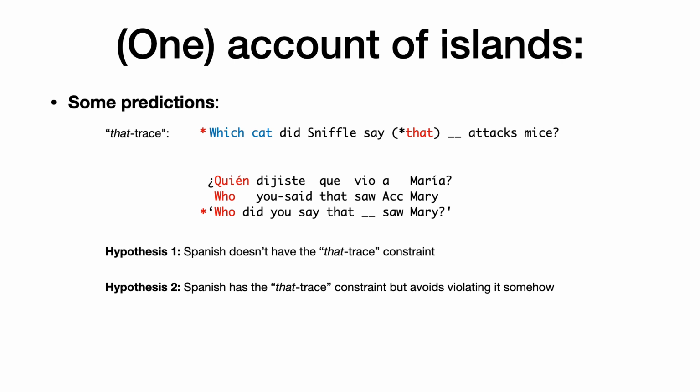This is not observed in lots of languages. In Spanish, for instance, you can say that. You can put the word that in an embedded clause, and you can also have a subject question. So you can say something like, ¿Quién dijiste que vio a María? So, who you said that saw, and I'm marking María as accusative. This is how you know that María is the object, and that sentence is totally fine, right?